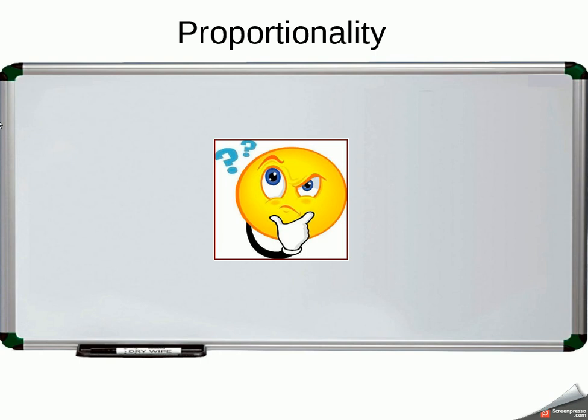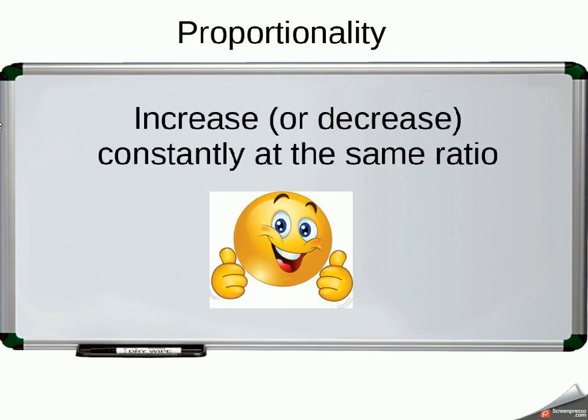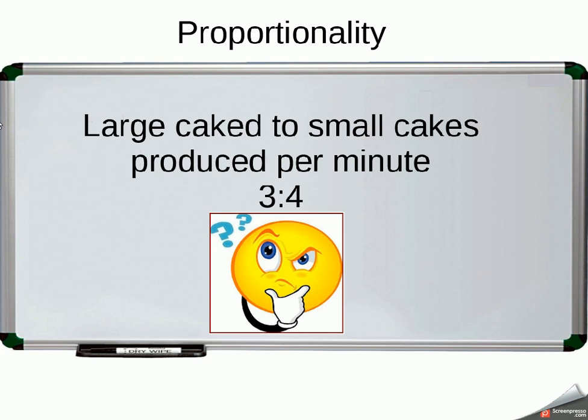Well done, we're into the 30s, video 31, and we're going to look at proportionality. What is proportionality? Well, it's when there's an increase or a decrease, and it's at the same ratio. So two things increase or decrease at the same ratio, and constantly at the same ratio. So let's have a look.